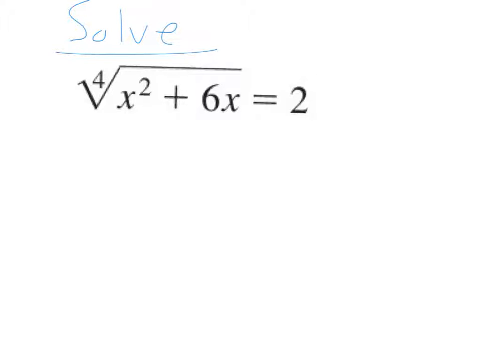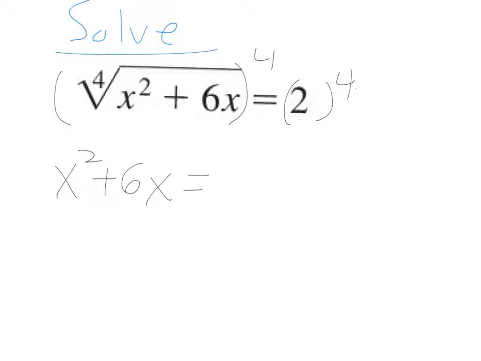So here's an example. Solve the fourth root of x squared plus 6x is equal to 2. Since it's the fourth root, you raise both sides to a power of 4 to get rid of the radical. So you're left with x squared plus 6x is equal to 2 to the fourth, which would be 16.